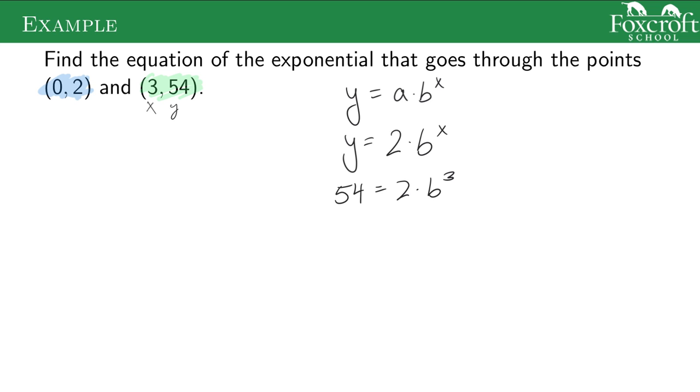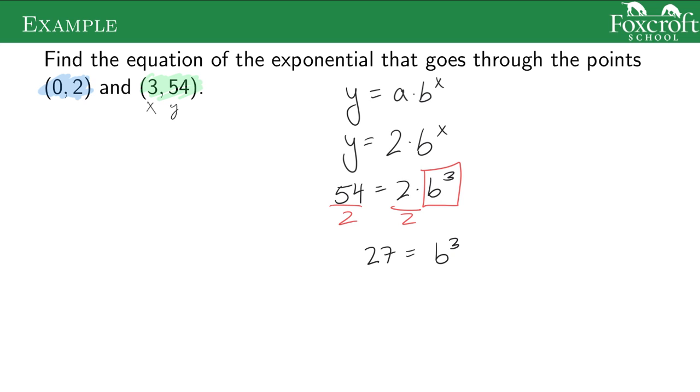When we solve equations like this, we're trying to solve for b, which right now has an exponent. So the first thing we want to do is get that by itself. So what I'm going to do is divide both sides by 2. 54 divided by 2 is 27, and we have b cubed equals 27.